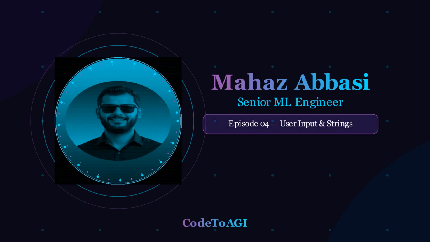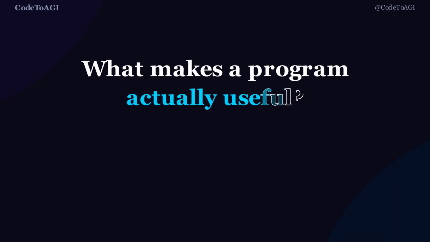In Episode 3, you learned about variables and data types. Today, Episode 4, we learn two of the most important tools in Python: user input and string formatting. After this video, your programs will be able to talk to real users and respond to them. That is when coding starts to feel like magic. Let's go. What makes a program actually useful?